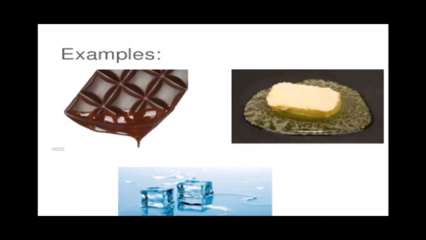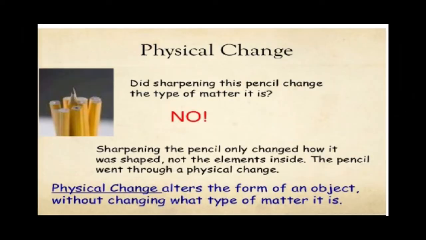You can see chocolate melting, butter melting, ice melting. You can see it with your eyes. The change is visible. Did sharpening of this pencil change the type of matter in it? No. Sharpening the pencil only changed how it was shaped, not the elements inside. The pencil went through a physical change. Therefore, physical change alters the form of an object without changing what type of matter it is.